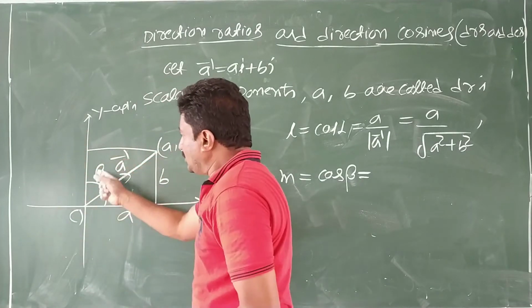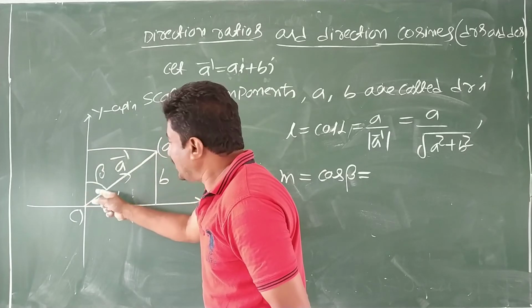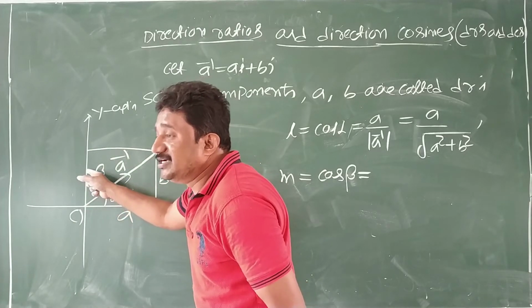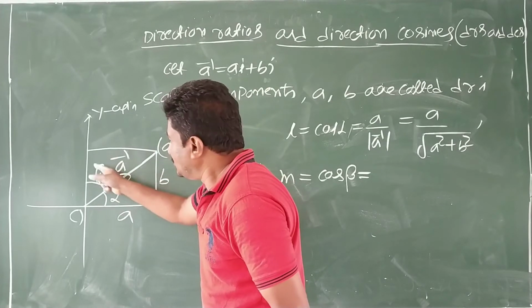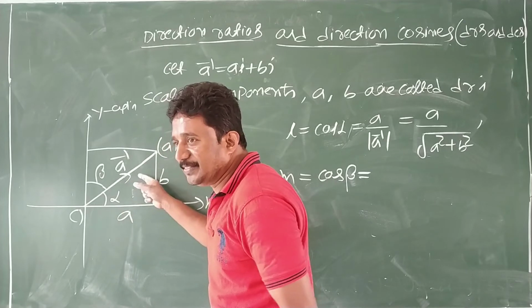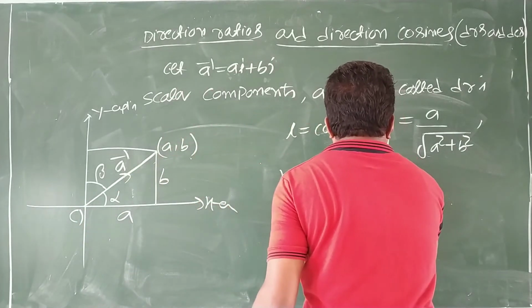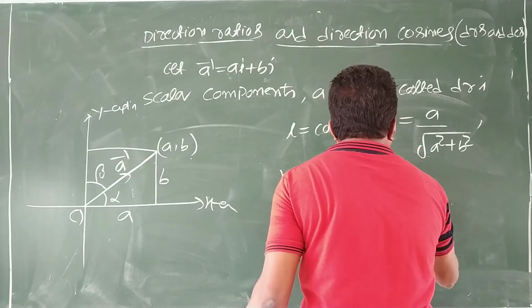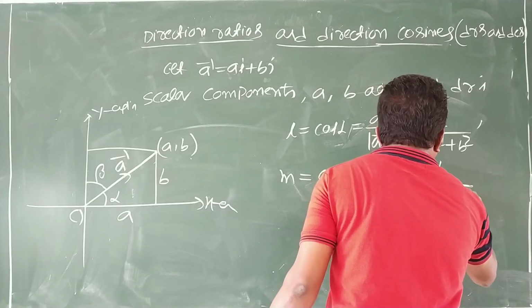Correct. Come to this triangle. Cos theta. What is cos theta? Adjacent by hypotenuse. This is the opposite side. So tell me this length B. Hypotenuse means the length of the vector A. That is B by the length of the vector A. So, B by root of A square plus B square.